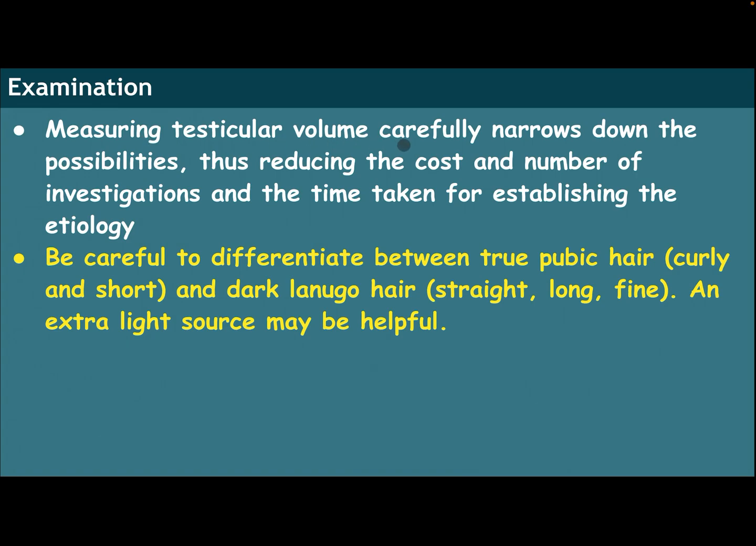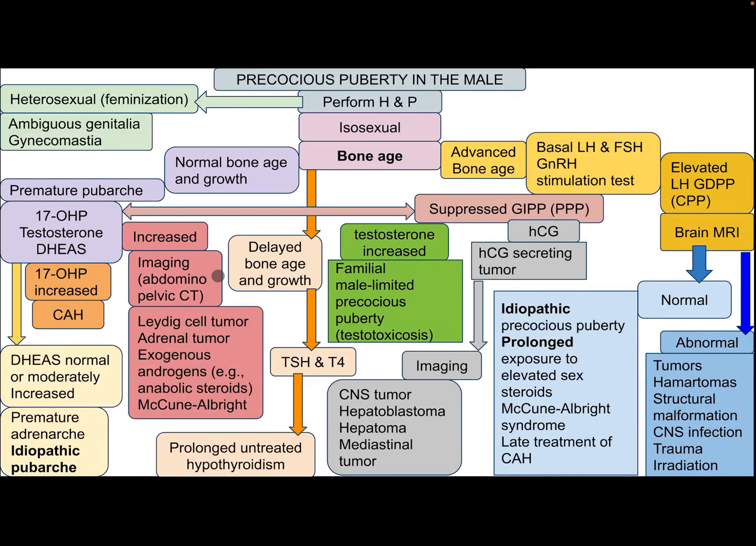Measuring testicular volume carefully narrows down the possibilities, thus reducing the cost and number of investigations and the time taken for establishing the etiology. Be careful to differentiate between true pubic hair, curly and short, and dark lanugo hair, straight, long, fine. An extra light source may be helpful.